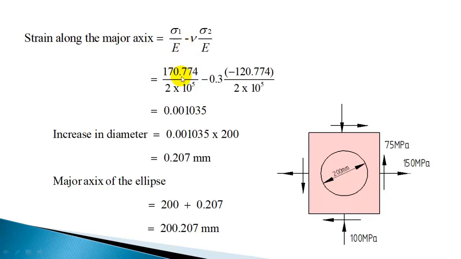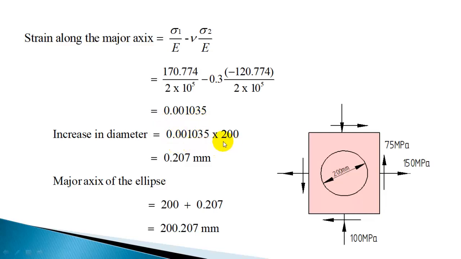So it is 170.774 divided by Young's modulus, which is given as 2 into 10 raised to 5, and Poisson's ratio is also given, and sigma 2 is minus. So substitute that minus value, the compressive stress, and Young's modulus here. So you get the strain along the major axis as 0.001035. So this is the strain along the major axis.